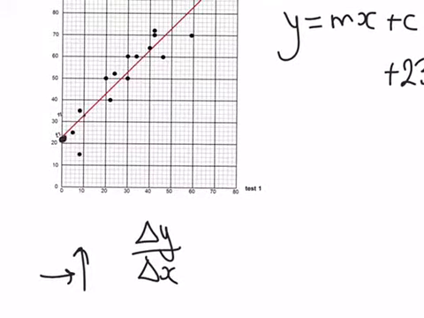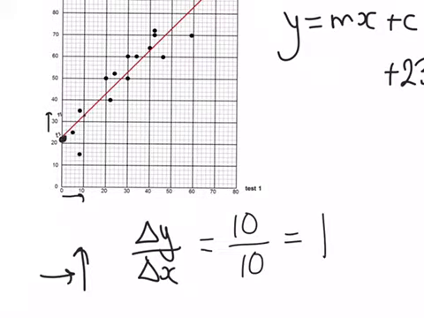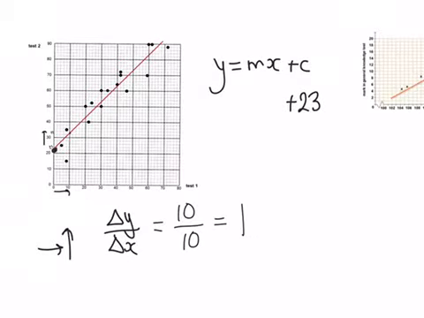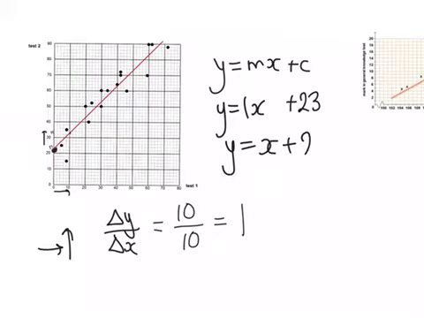Doesn't really matter which point you choose. So my change in y from 23 to 33, I've gone up 10. And how many have I gone across? Oh, well, I've actually gone across 10 as well. And 10 divided by 10 is 1. So my gradient is 1. So that means I could write y equals 1x plus 23, which we normally just write as x plus 23, but you could write it as 1x plus 23 if you wanted. And there we are, that's the equation of that line.